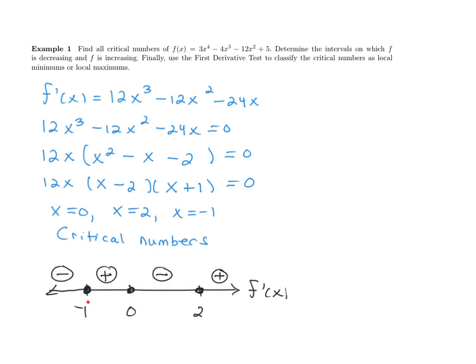Let's look here. At x equals negative 1, the derivative goes negative, 0, positive. That means the original function is decreasing, then increasing. This means there is a local min. So I'll say at x equals negative 1, we have a local min. What about at 0? The derivative is positive to negative. That means your original function is increasing and then decreasing. This must mean x equals 0 is a local max.